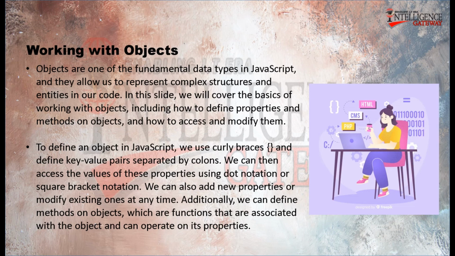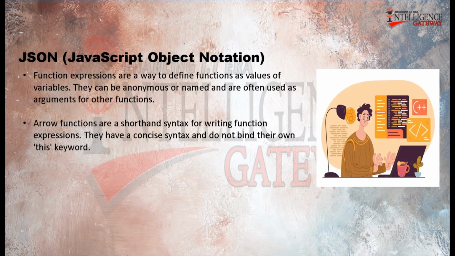JavaScript object notation. Function expressions are a way to define functions as values of variables. They can be anonymous or named and are often used as arguments for other functions. Arrow functions are a shorthand syntax for writing function expressions. They have a concise syntax and do not bind their own this keyword.